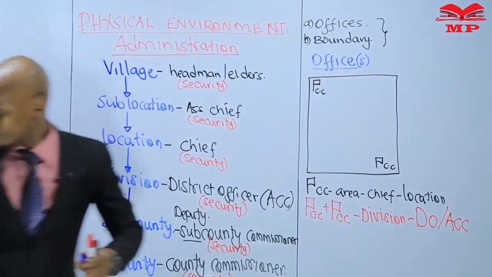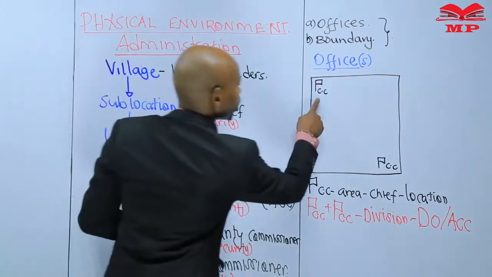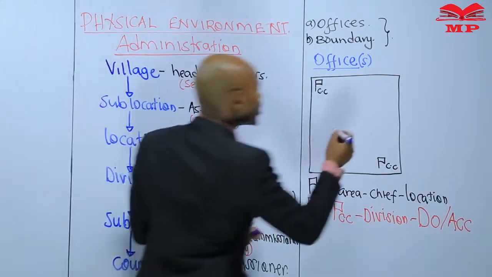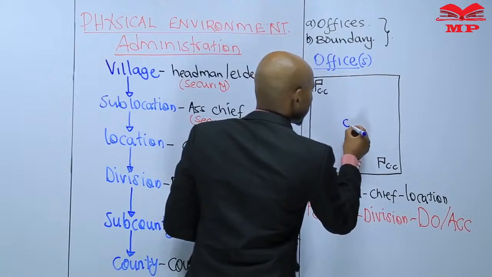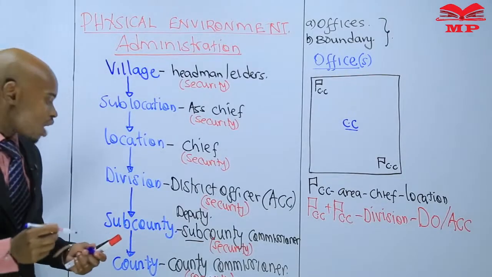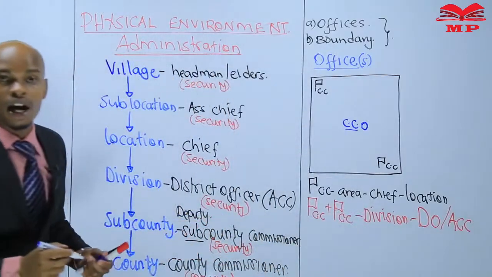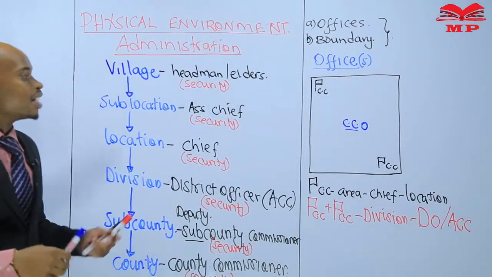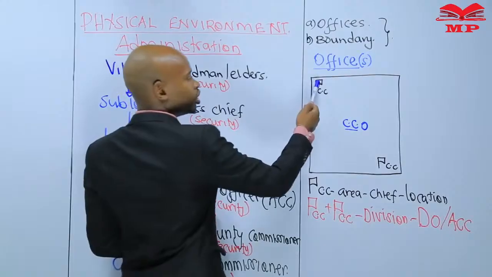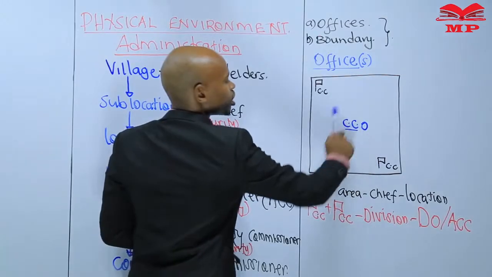What if there were two chiefs' camps, and somewhere in the middle of the map there is a CCO, standing for County Commissioner's Office. In that sense, you go for the highest office in that map. You will not now go for the chief's camps, you will go for the ultimate, the highest office in the map.